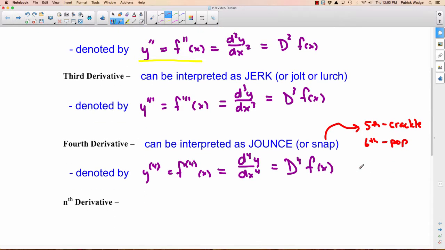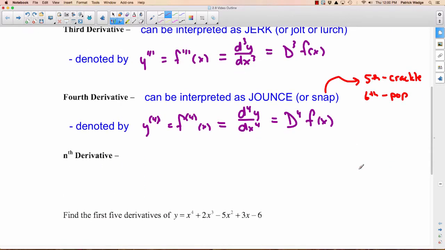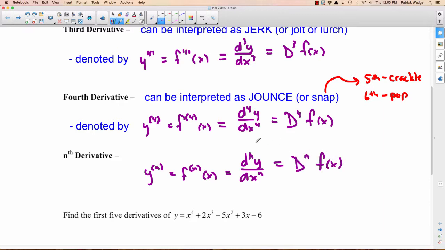Please do. Okay, so the nth derivative, whether it is the 5th, the 9th, the 12th derivative, whatever, you could represent how? Well, you could say y to the nth power, f to the n power of x, d^n y over dx^n, and capital D to the n of f of x. I mean, that should be pretty common sense if you got the pattern in the previous ones.